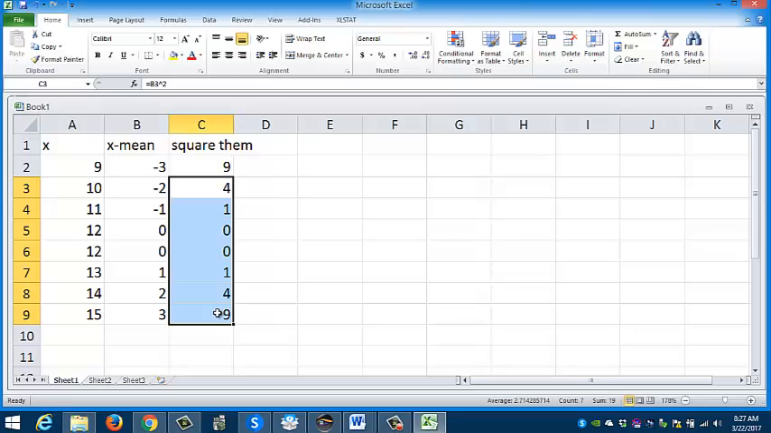Tell me what I'm supposed to do next. I know you may or may not be there. Tell me what I'm supposed to do next. I do want to divide eventually, but what do I have to do first? I've got to take all those numbers and do what?